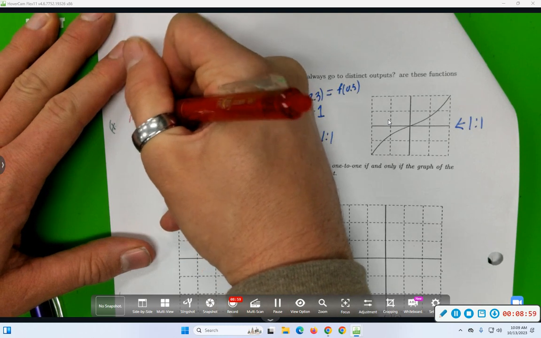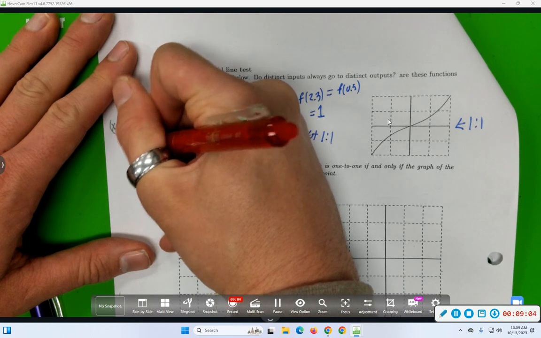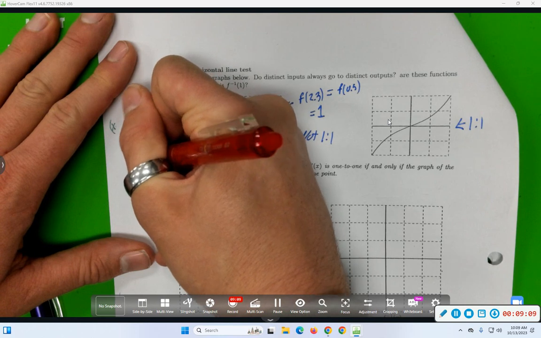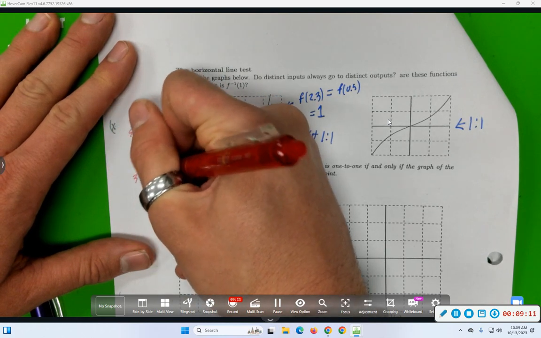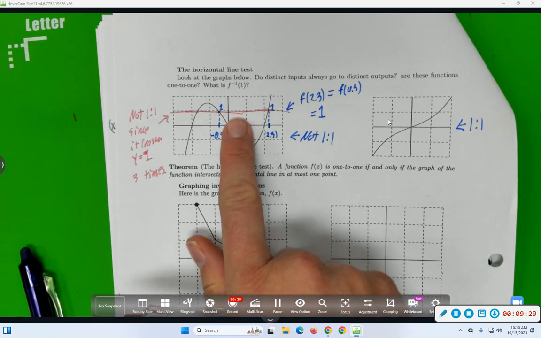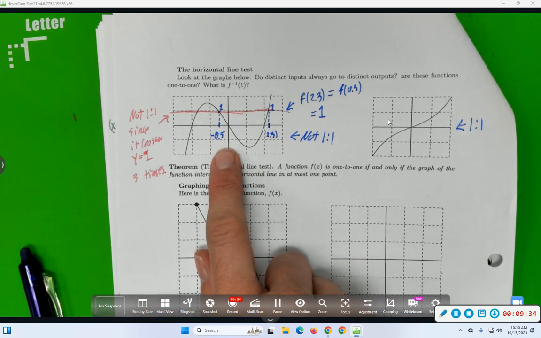So this is not one-to-one since it crosses y equals 1 3 times. In fact, it looks like if you wanted to make up a definition, you might call this a 3-to-1 function. 3 different inputs all went to the same output. We're not going to make such a definition, but you could. And as a consequence, f inverse of 1 would have to be like 3 different things. Does this have an inverse function? Nope.